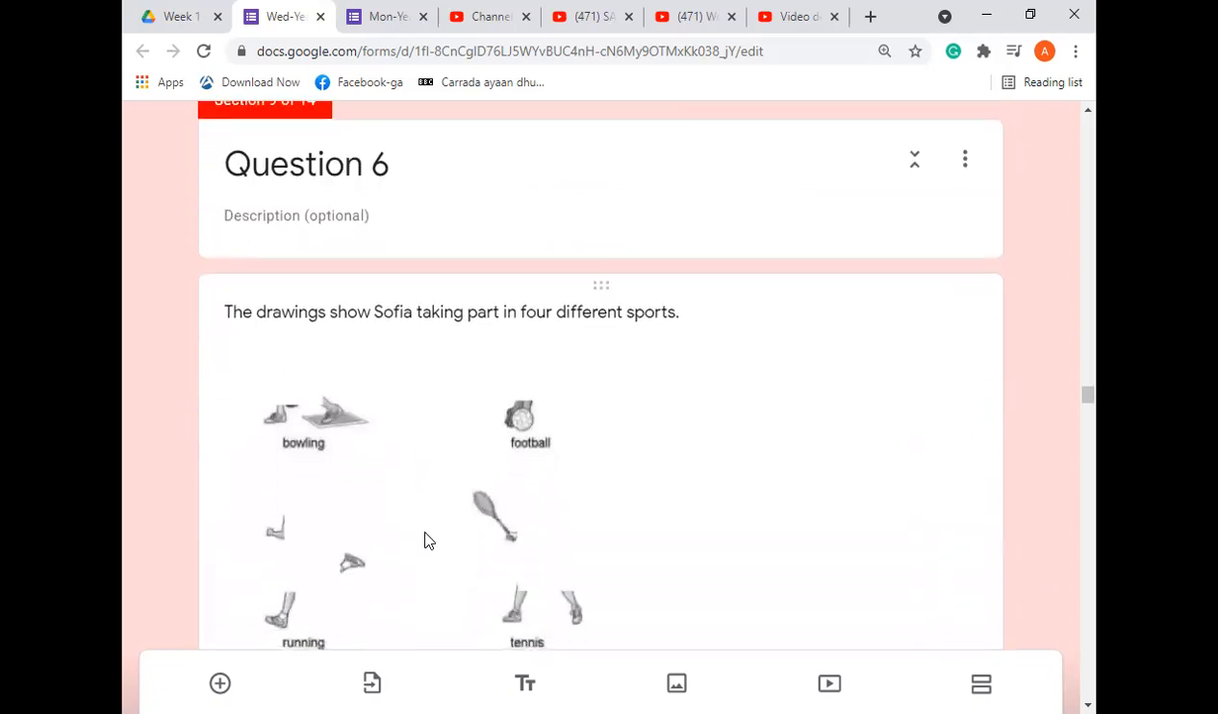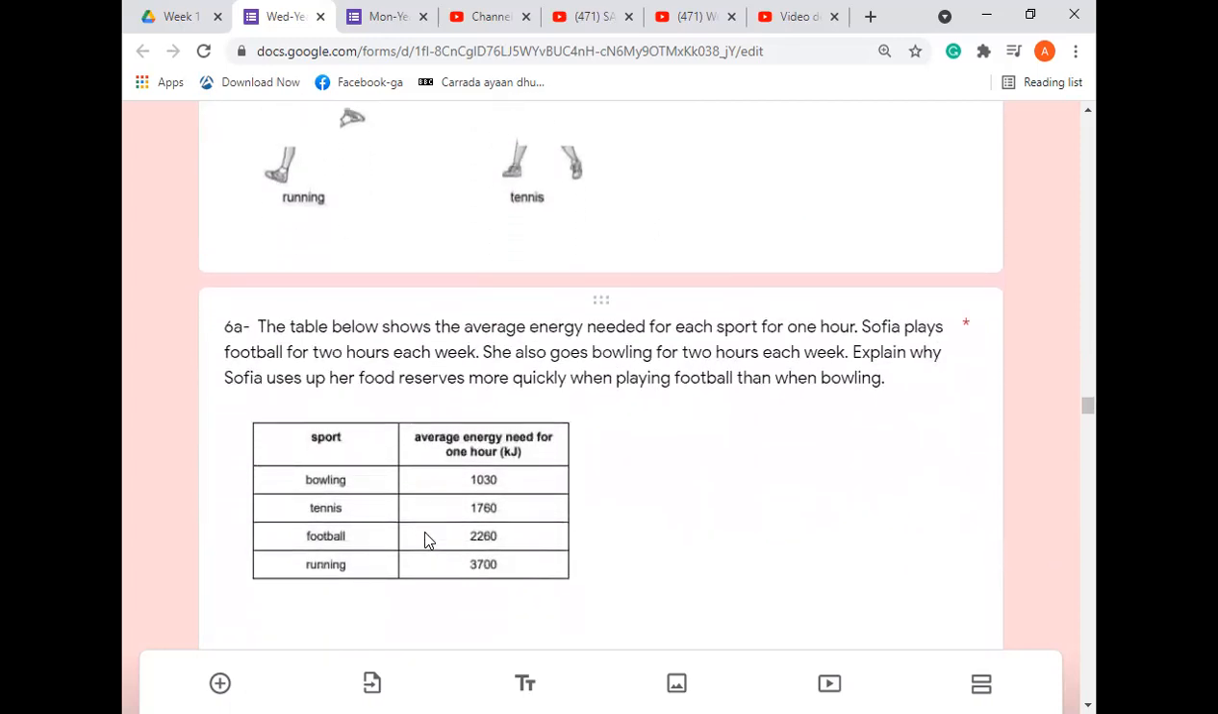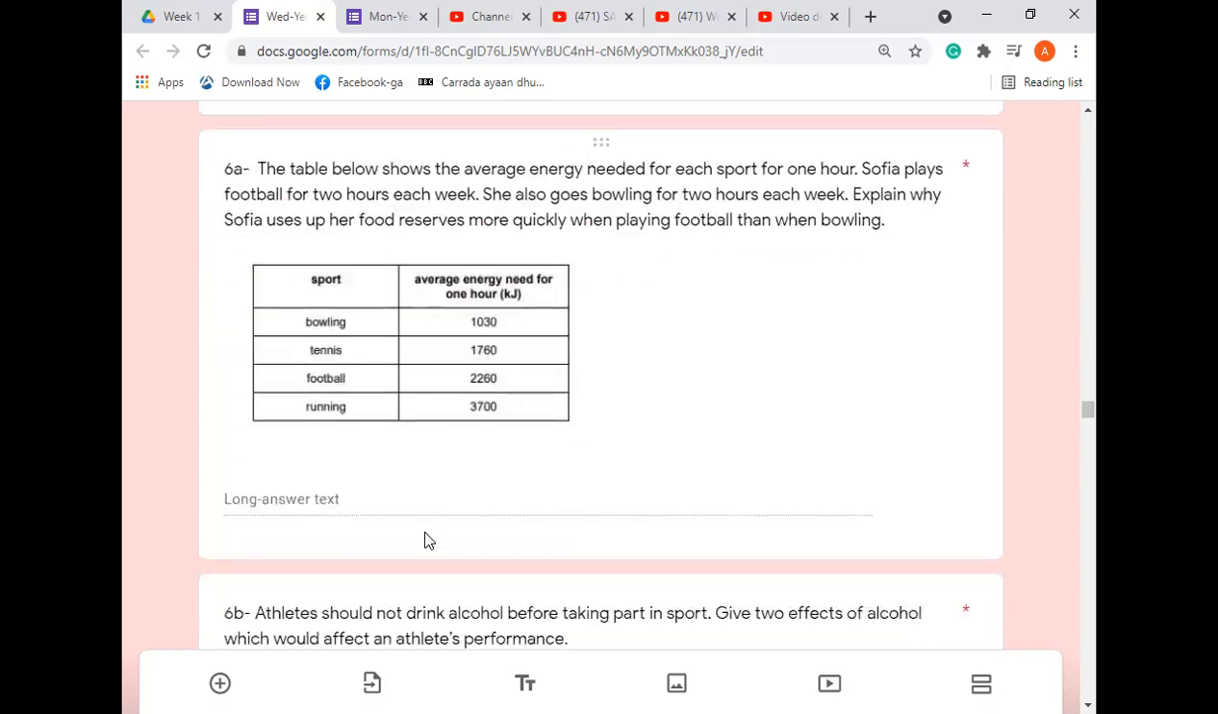Question number 6. The drawing shows Sophia taking part in 4 different sports. So the table below shows the average energy needed for each sport for 1 hour. Sophia plays football for 2 hours each week. She also goes bowling for 2 hours each week. Explain why Sophia uses up her food reserves more quickly when playing football than when bowling.